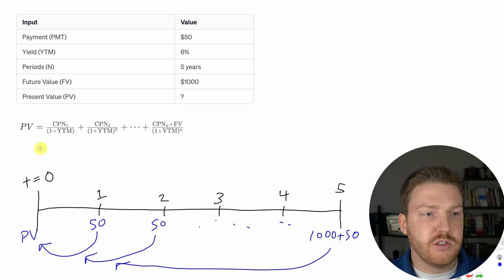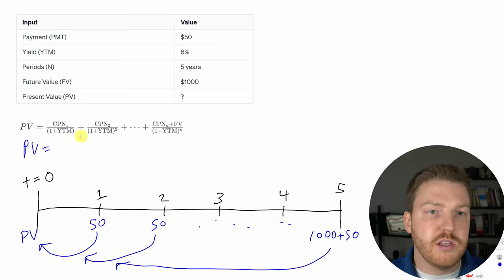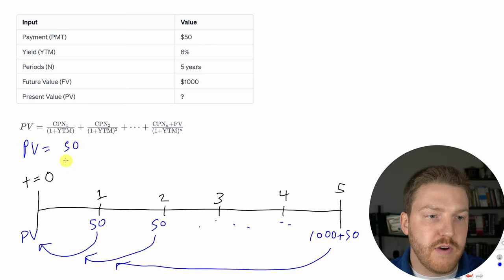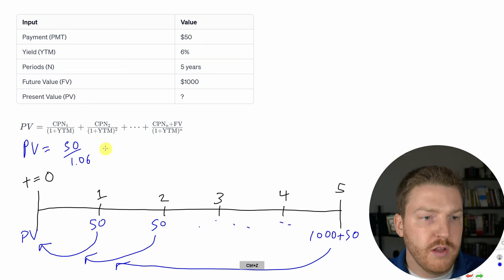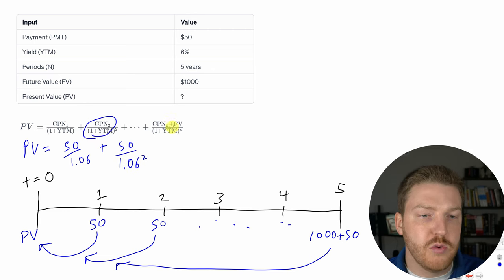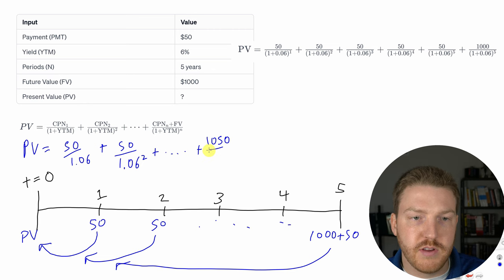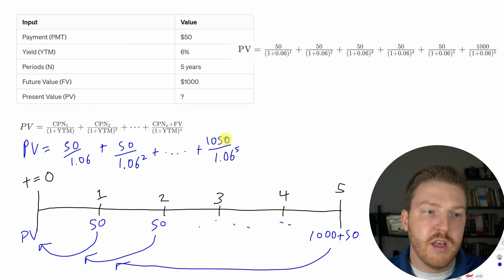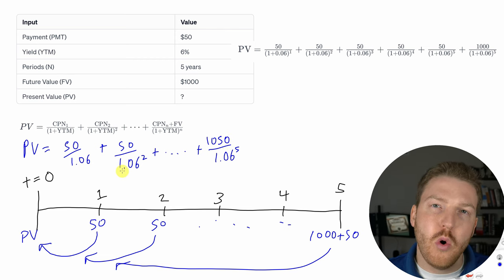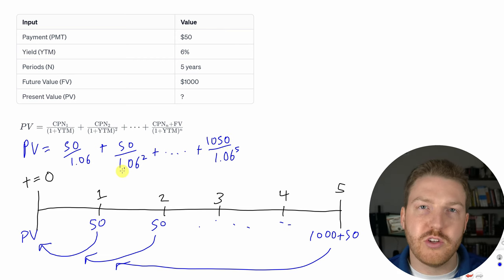So this whole thing is going to look like the present value is equal to 50 divided by 1.06. So that's the first coupon plus 50 divided by 1.06 squared. That is the second coupon. Then I can just skip the next two and go to the last one, which is going to be actually 1,050 divided by 1.06 to the power of 5. And we could do all this math, or we could just calculate it using our financial calculator.